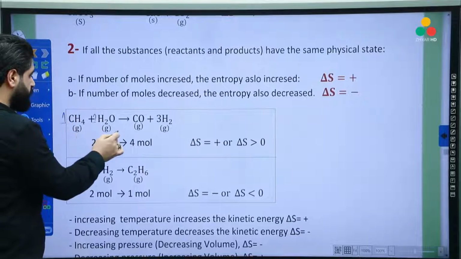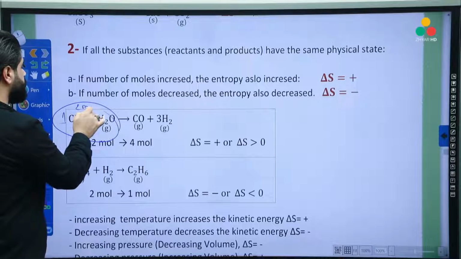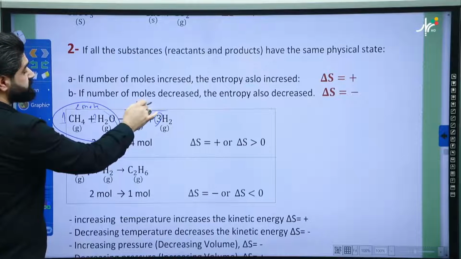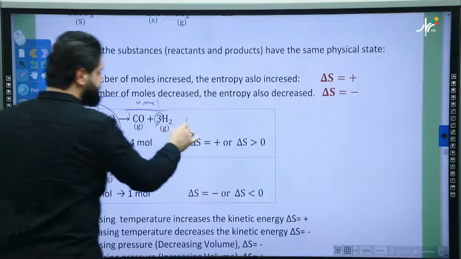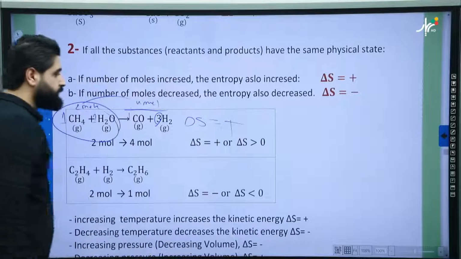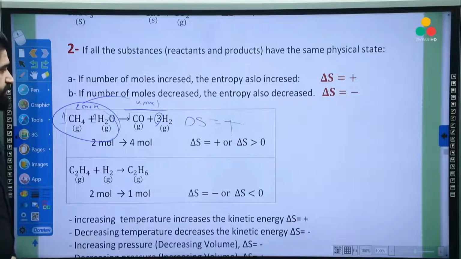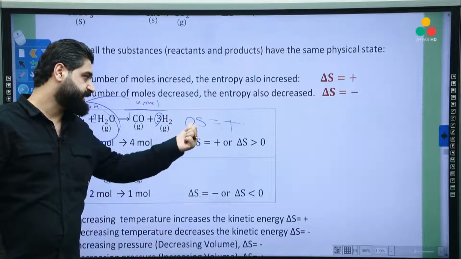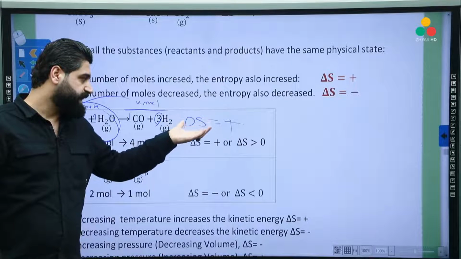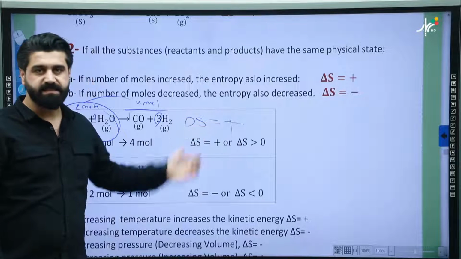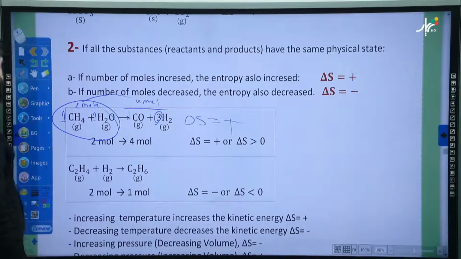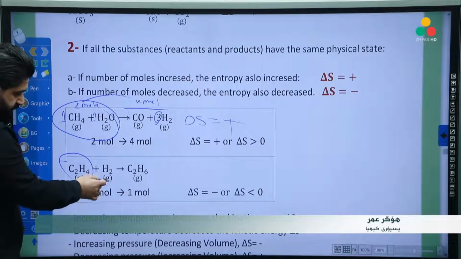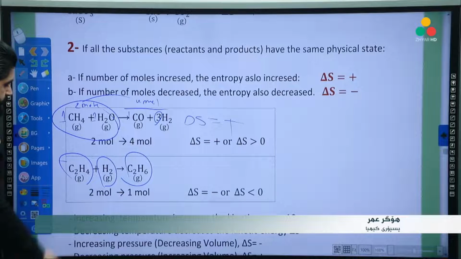1 mole plus 1 mole gives us 2 moles. And here, 1 mole plus 3 moles, so 4 moles. The number of moles increased, so delta S must be a positive value. So increasing randomness means increasing entropy. According to entropy, this reaction is spontaneous, because spontaneity of a reaction likes to have more randomness, delta S positive. Good.